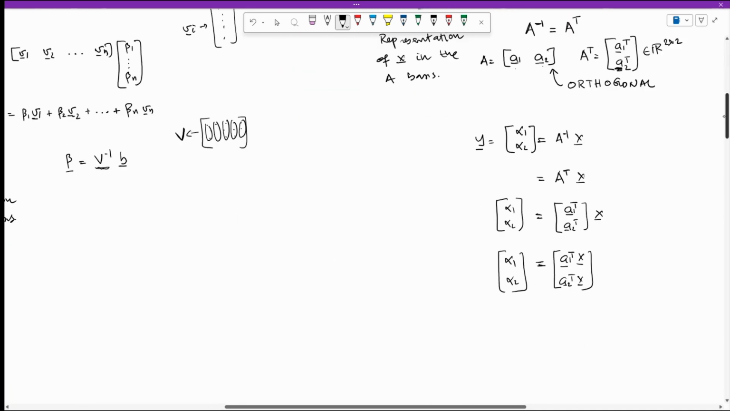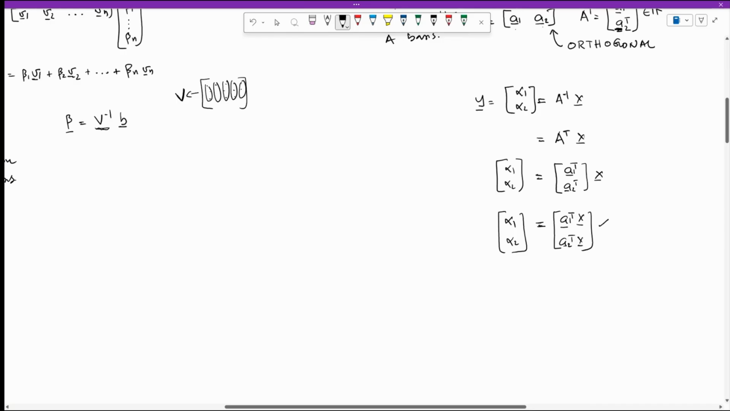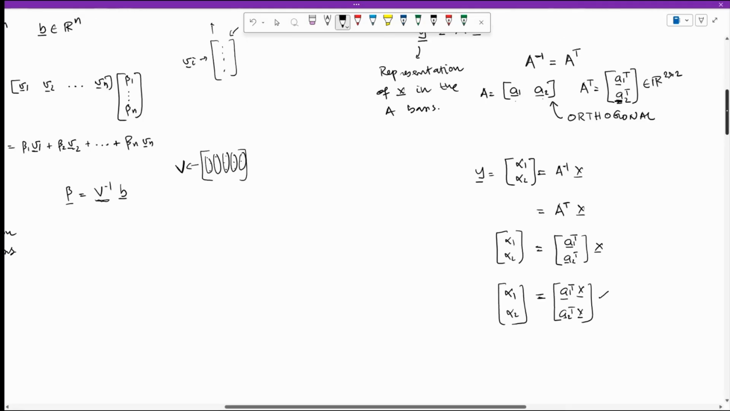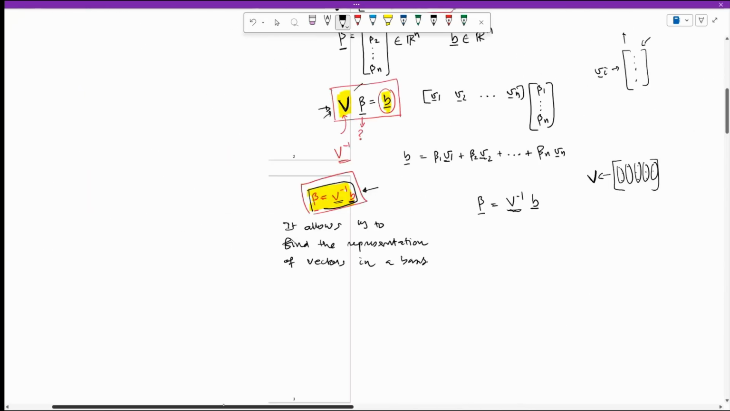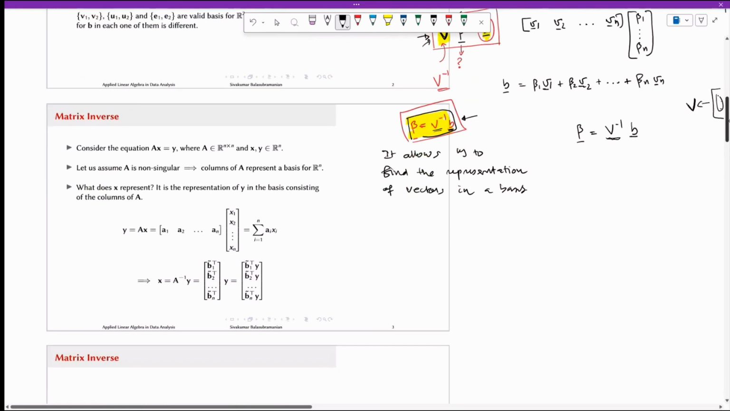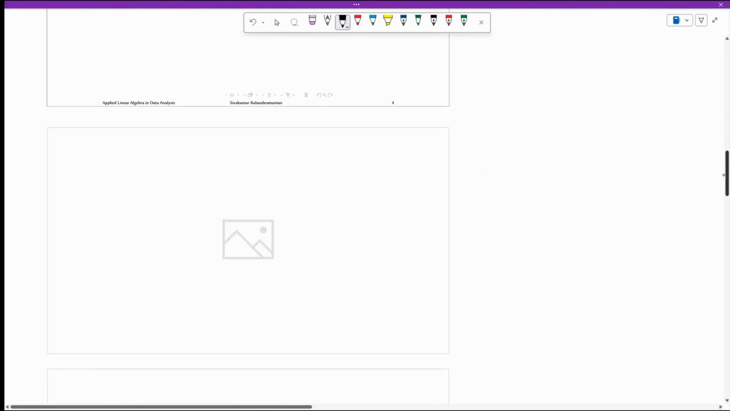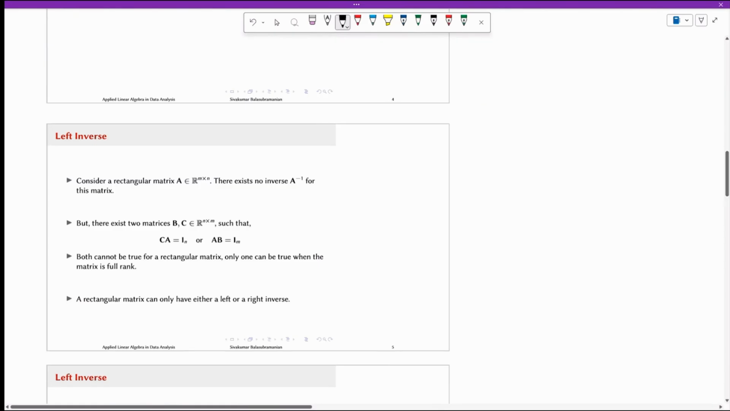The point I'm trying to make is that yes, A inverse is the inverse operation. You can think of that matrix as a basis change, a matrix that allows you to change from one basis to another, or the standard basis to the basis represented by the columns of the original matrix. Right. So that's all I wanted to say about inverses of square matrices.